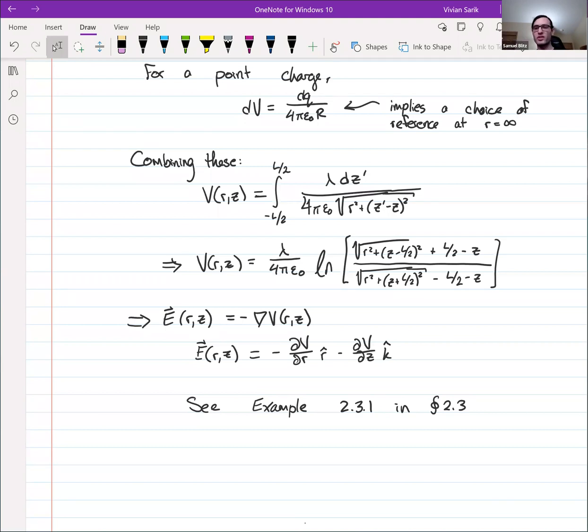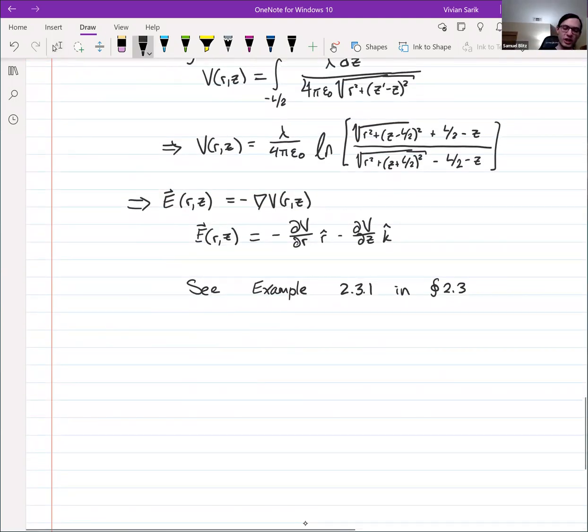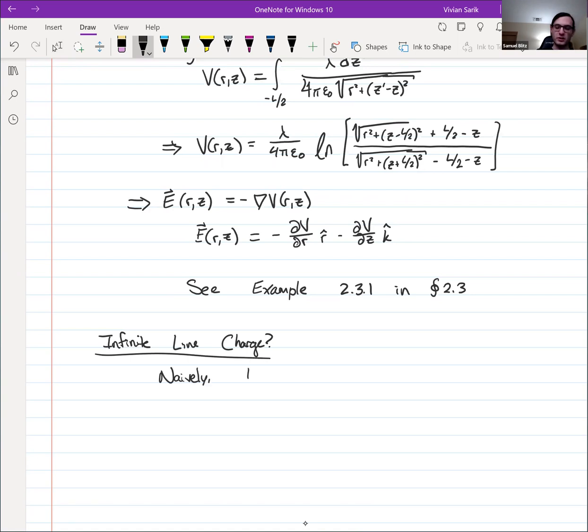So what if we wanted to do the same thing for an infinite line charge? So for an infinite line charge, let's just blaze ahead. We would just take the limit as L goes to infinity, right? So you might just naively take v of r and z to the limit as L goes to infinity of v of r and z, and then take the derivative, right? You would just do that, and then take the negative gradient. But that doesn't work.